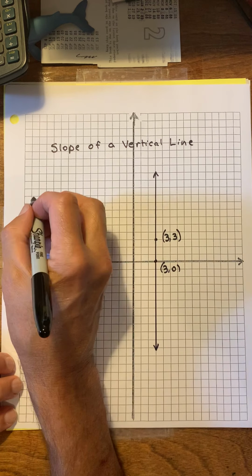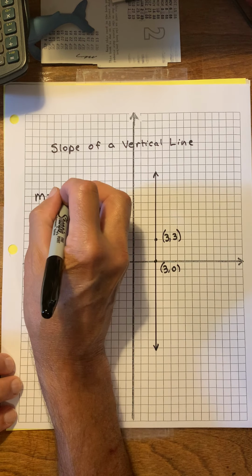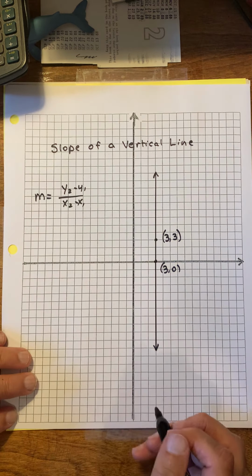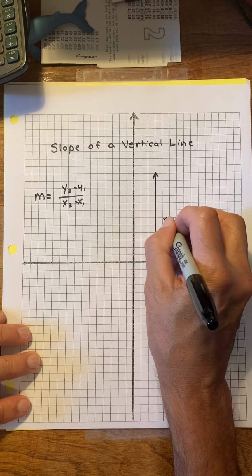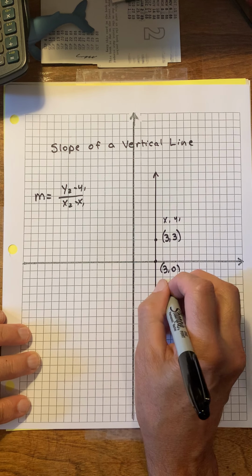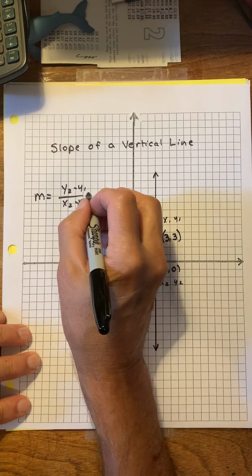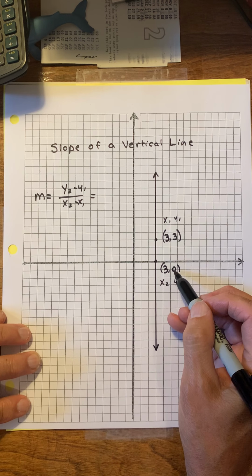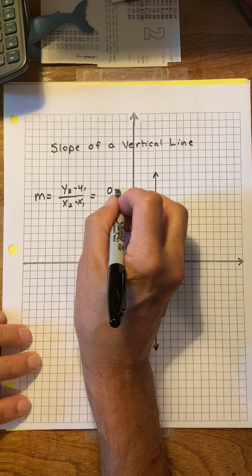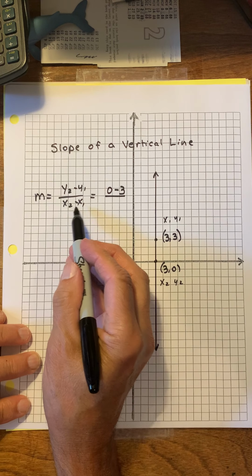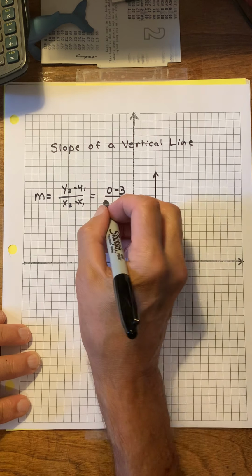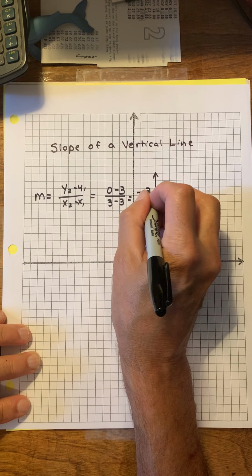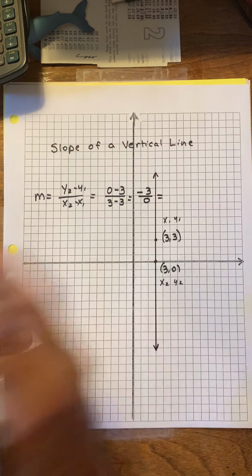And let's use the slope formula. y2 minus y1 over x2 minus x1. So again, pick a point, call it x1, y1. Pick a point, call it x2, y2, and fill it in. So y2 minus y1, let's see, 0 minus 3. x2 minus x1 is 3 minus 3. I get negative 3 divided by 0.